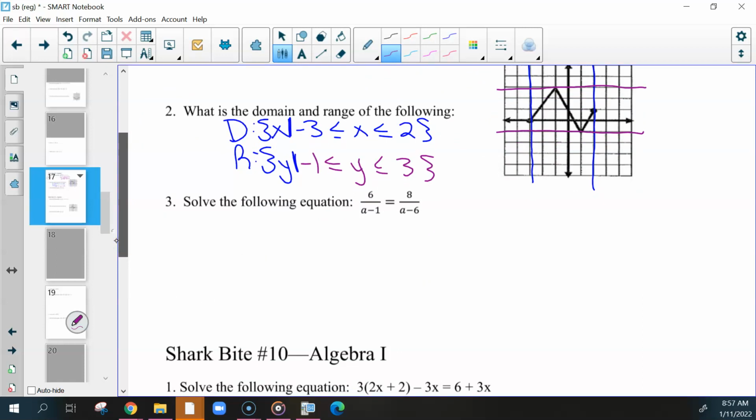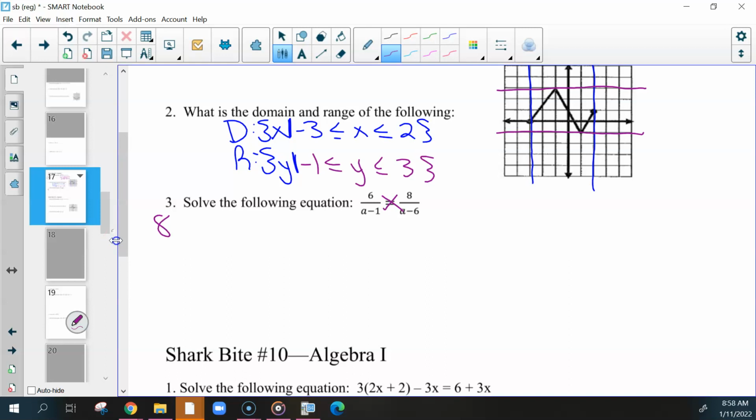For number 3, we needed to cross multiply in order to start solving this. So you could have went ahead and actually multiplied everything. I'm just going to write it out first. Oh, I wrote it wrong. Doesn't matter which side they're on. Then distribute and solve.